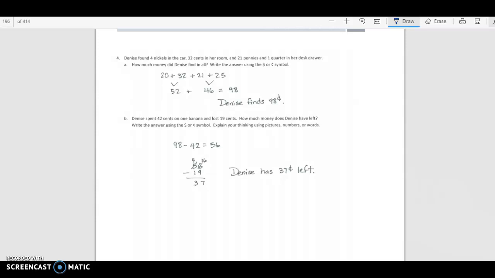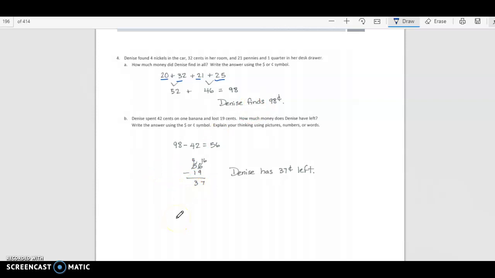Denise found 4 nickels in the car, 32 cents in her room, and 21 pennies and 1 quarter in her desk drawer. How much money did she find in all? Okay, so 4 nickels would be 5 plus 5 plus 5 plus 5. So that's the 20. So there's our 4 nickels, plus 32 cents in her room, plus 21 pennies, plus 1 quarter. Okay, when you add up all of those, they added them like this first to make it a little quicker for them, but however you like to add it, and you get 98 cents. Denise finds 98 cents.